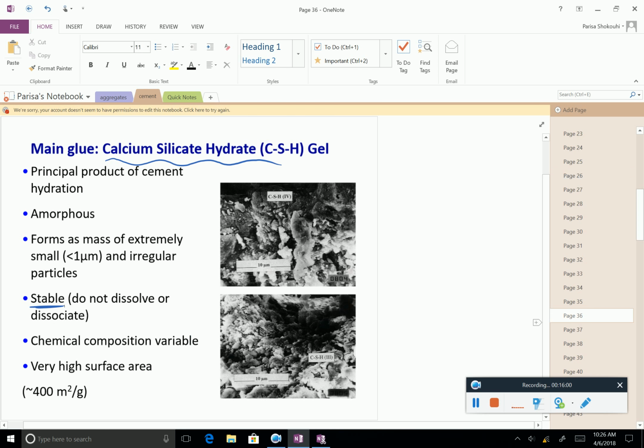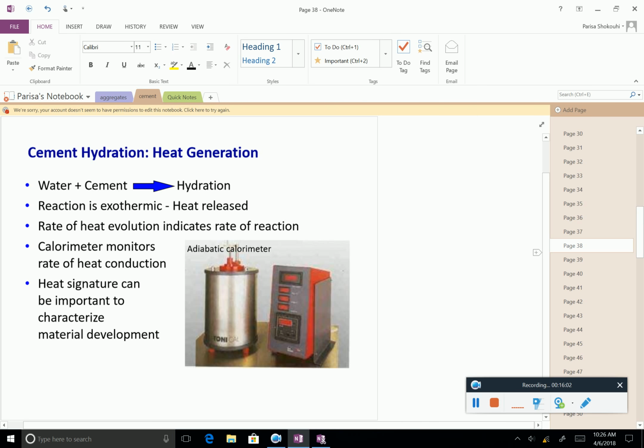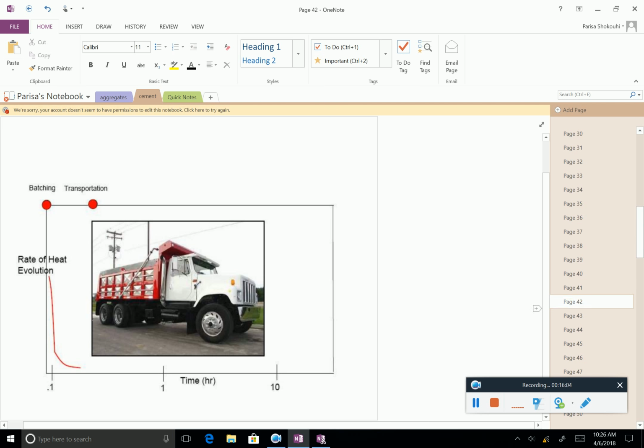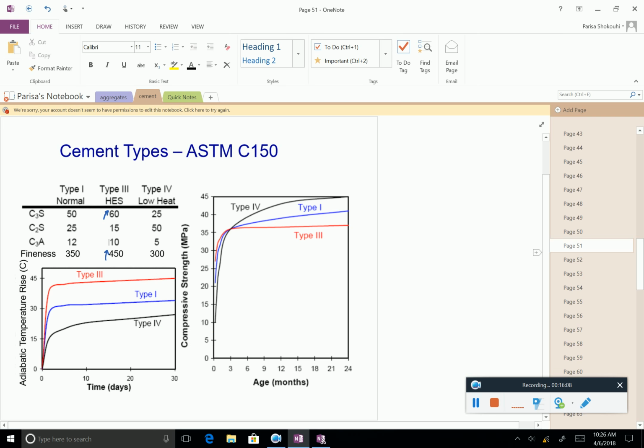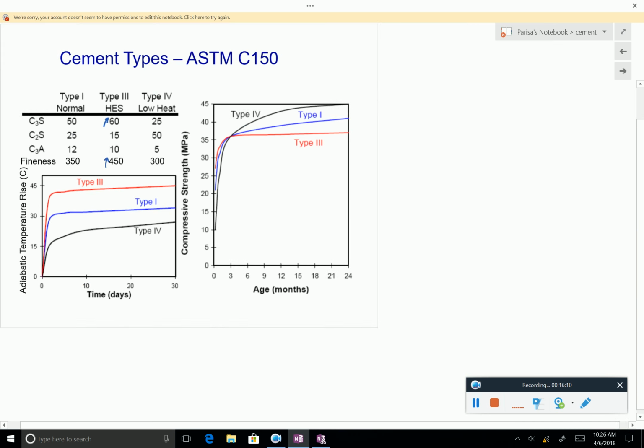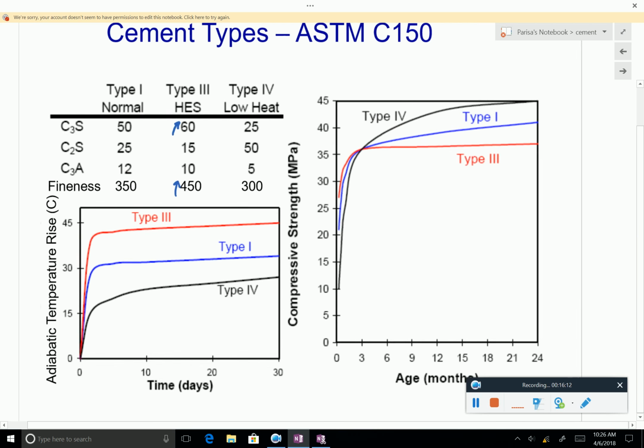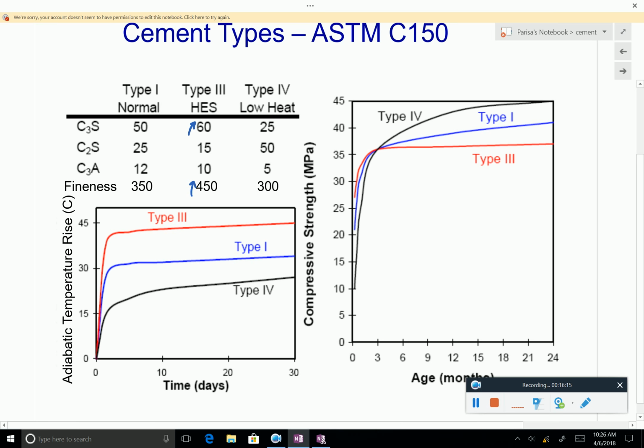So this is something you need to know. I'm not going to give you these graphs, but I may ask you to compare different types of cement, just knowing the composition, to compare them in terms of heat generation and in terms of strength. So here, what we are looking at, C3S is more for type 3 than type 1. So what does it say? You need to be able to make this connection.